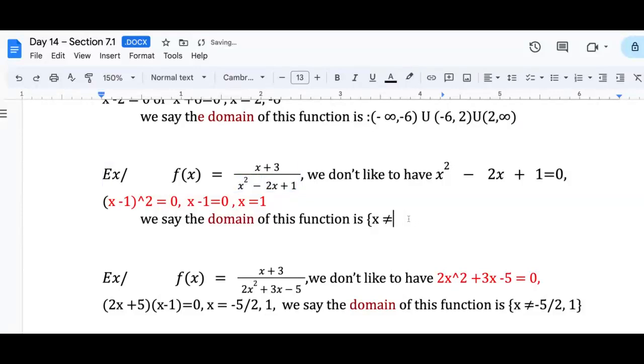Okay, we use interval notation. Before was set notation. Let's use interval notation. Negative infinity up to 1, and 1 up to positive infinity.